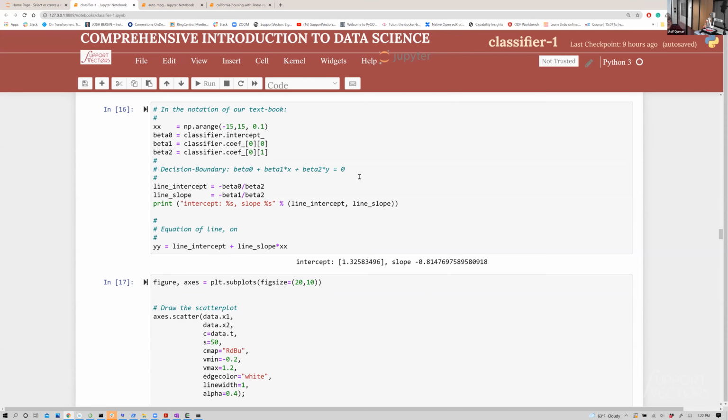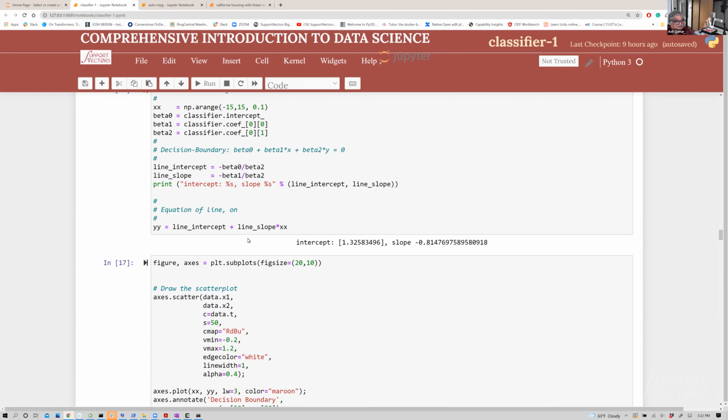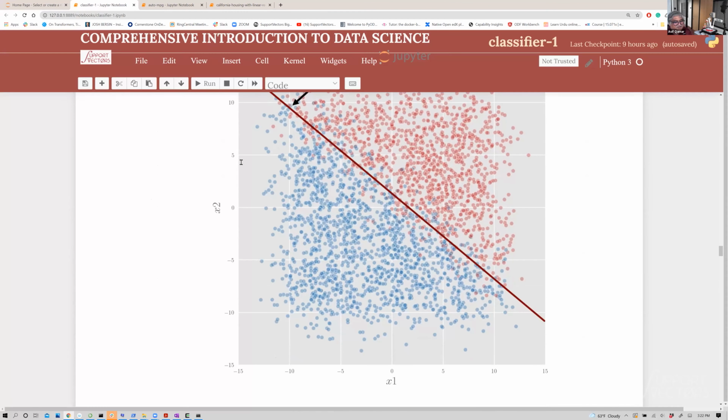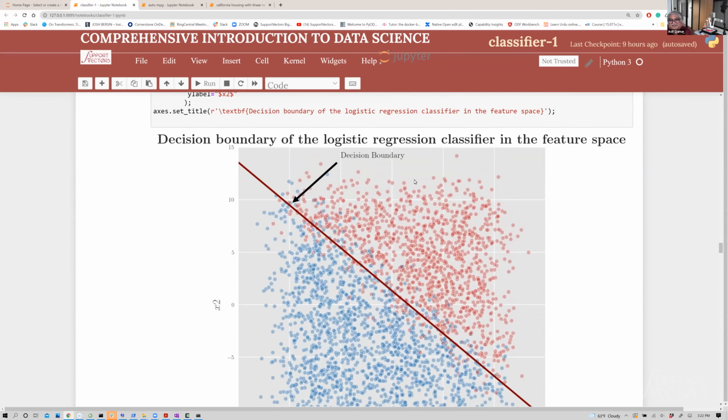So what I've done is I've taken the equation and I have converted it into the kind of equation that most people think of in high school as a line. Y is equal to intercept plus slope times x. Remember? mx plus b, or mx plus c. I just converted it like this so that it was more intuitive to people. And then I drew the decision boundary. So here it is. Here is your decision boundary.